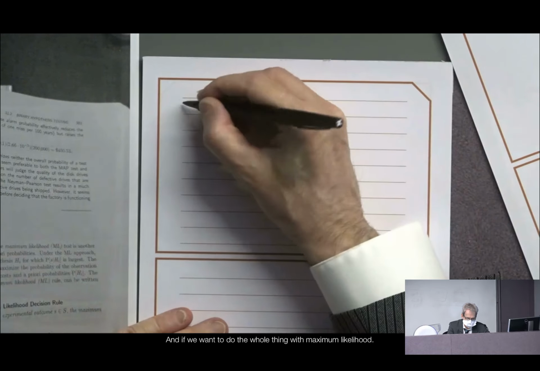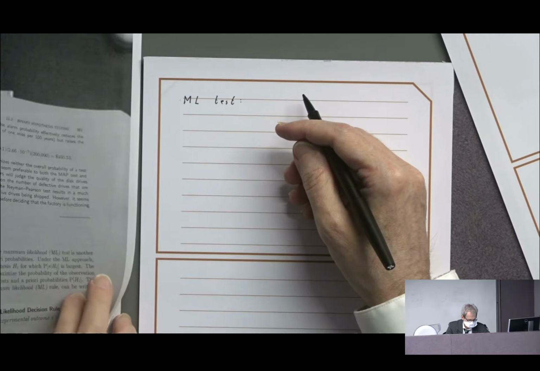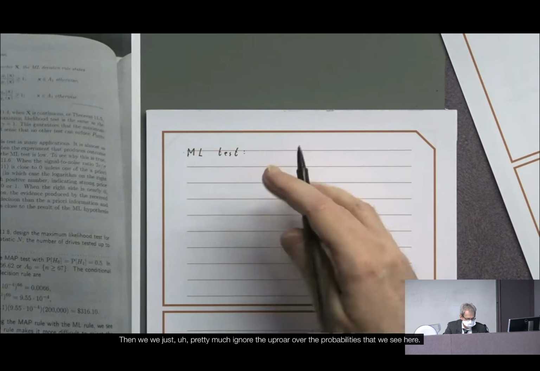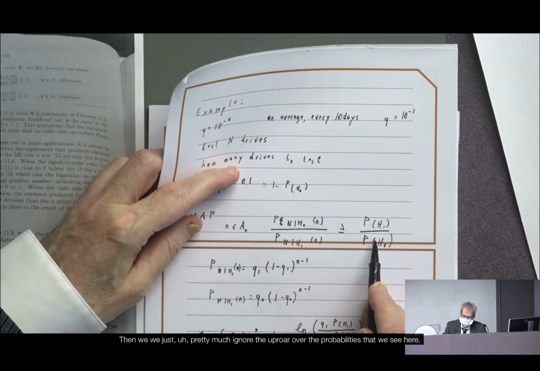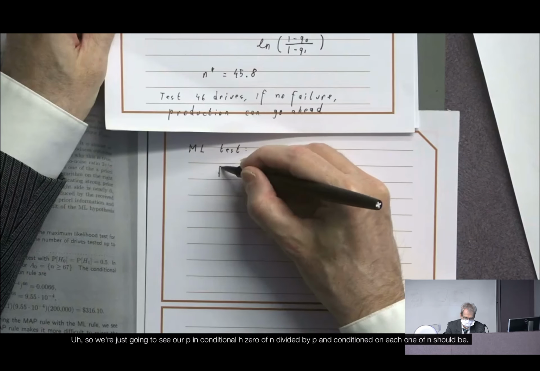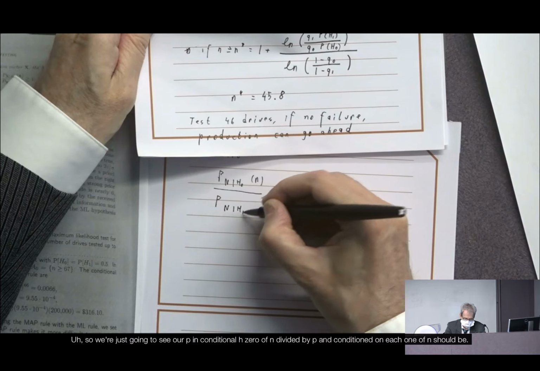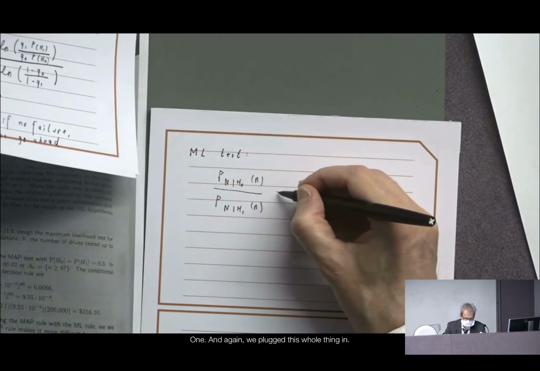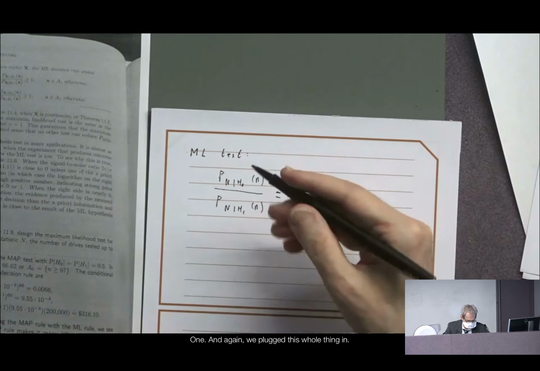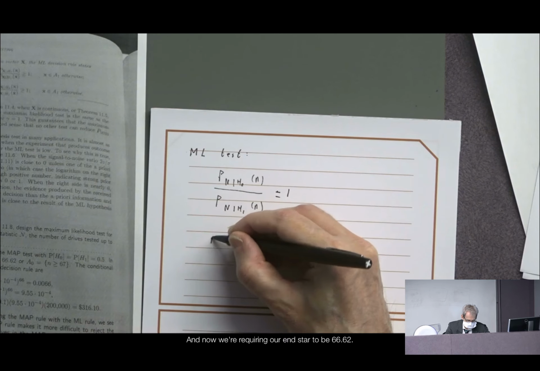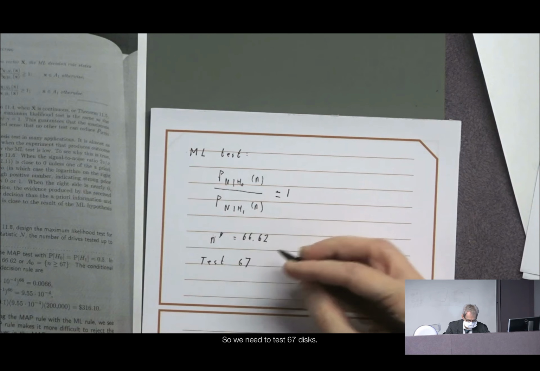And if we want to do the whole thing with maximum likelihood, then we just pretty much ignore the a priori probabilities. So we're just going to say our P n conditional on h0 of n divided by P n conditional on h1 of n should be 1. And again, we plug this whole thing in. Now we're requiring our n star to be 66.62. So we need to test 67 disks.